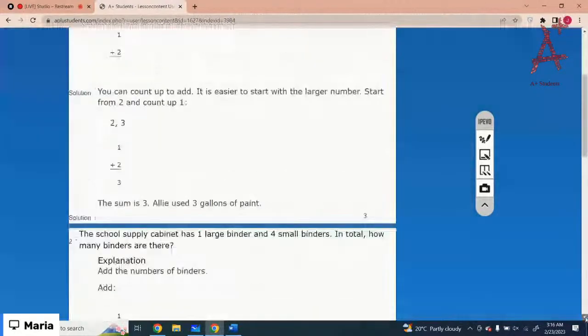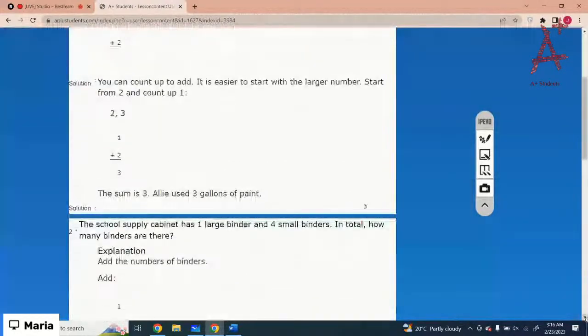Okay, the next example is the school cabinet has one large binder and four small binders. In total, how many binders are there? So basically you have to calculate the binders. For the total binders, you have to calculate the number of large binders and the number of small binders. So you have to actually add 1 plus 4. 1 plus 4 makes 5. Got it? That means the total binders are 5. Got it?